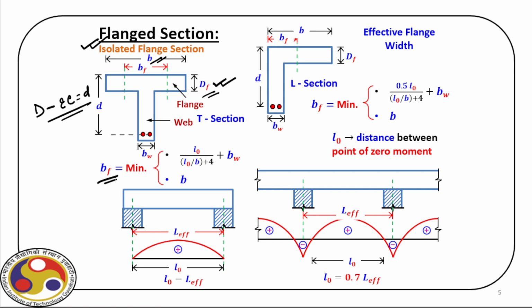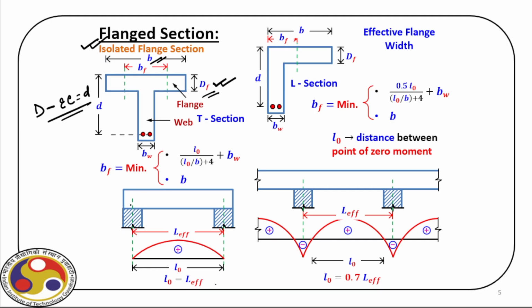Now this bf, as per codal provisions, is the minimum of these two quantities for an isolated flange section. So if we have a bigger b, obviously the whole b will not take part in bending. So we have to find out the minimum of these two. The first one is L0, where L0 is the effective length of the beam. So L0 in the numerator, and in the denominator we have (L0/b + 4), plus bw, or b, whichever is minimum, that we have to consider as the effective flange width.